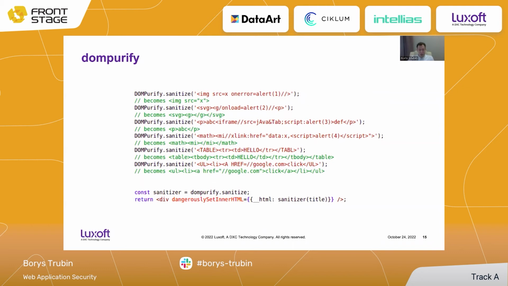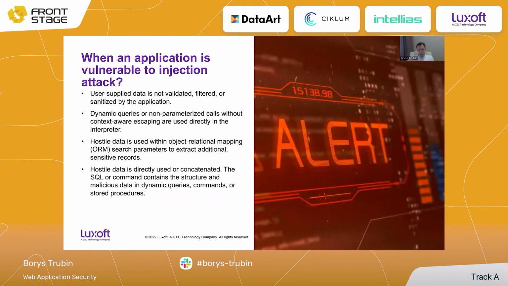All injection attacks have common features, so let's consider when a web application can be vulnerable to injection attacks. There are 4 key points. The data provided by the user is not validated, filtered, or cleaned by the application. Dynamic queries or unparameterized calls without context-sensitive escaping are used directly in the interpreter. Hostile data is used in ORM search parameters to extract additional sensitive records. Hostile data is used directly or concatenated. The SQL or command contains structures and malicious data in dynamic queries, commands, or stored procedures.